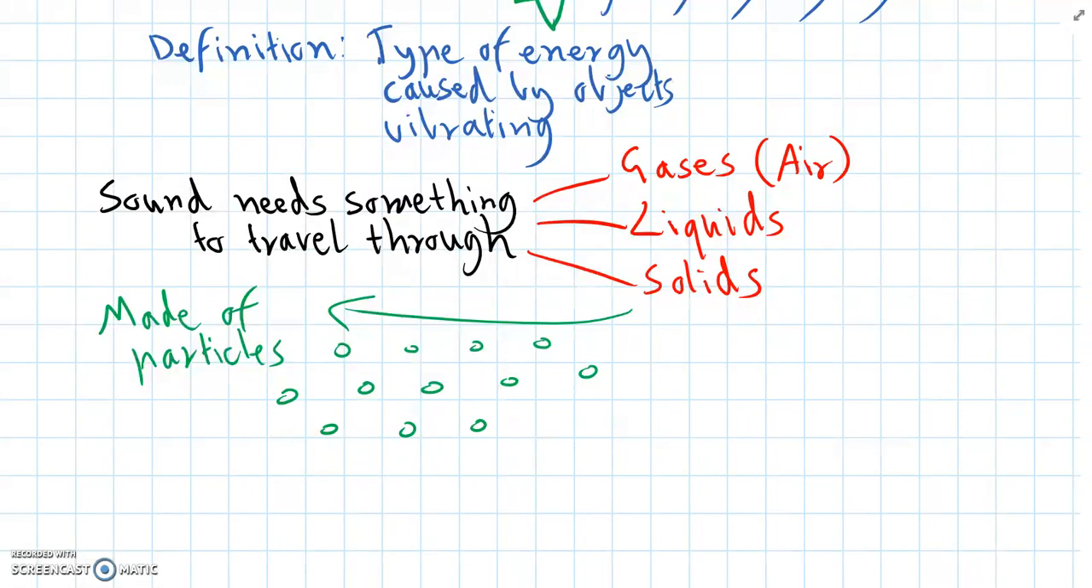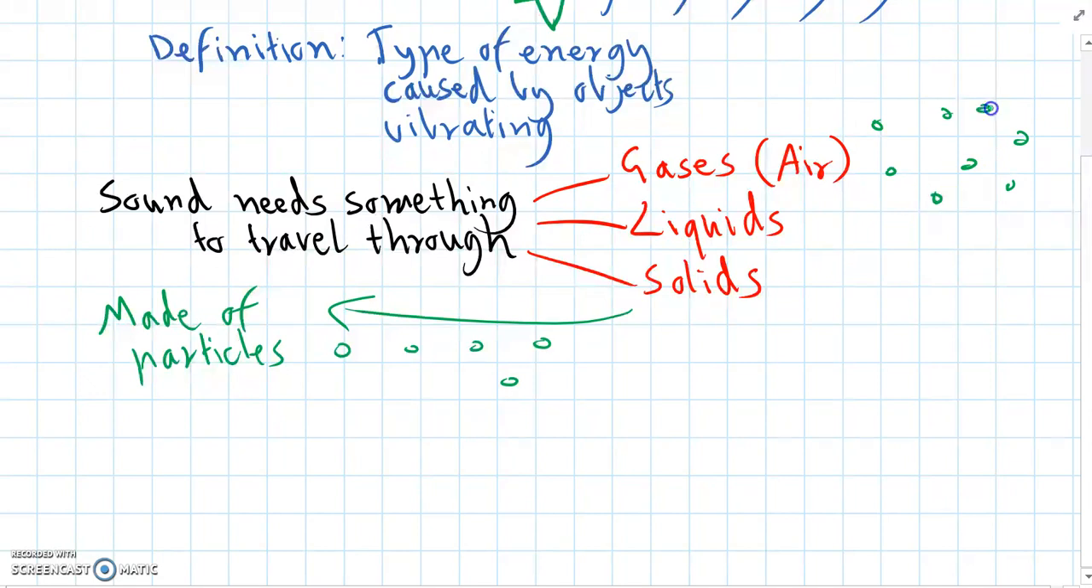And in gases, particles are quite spread out. There's lots of space between them. In liquids, particles are closer together. And in solids, particles are so close that they're touching and they're arranged in an ordered way. But sound can move through solids, liquids, and gases, as long as there are particles to move through.